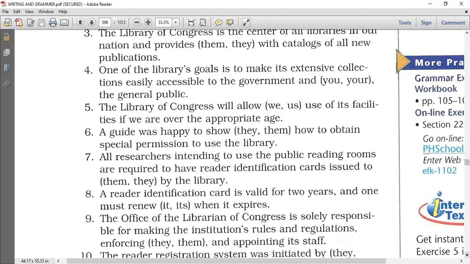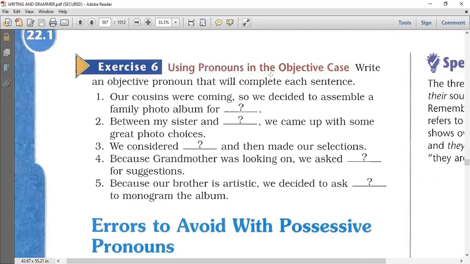Let's move to the next point. Exercise 6. Using pronouns in the objective case. Write an objective pronoun that will complete each sentence. We'll do numbers 1 and 2 only, and then move to the next point. Who can do number 1? Our cousins were coming, so we decided to assemble a family photo album for.